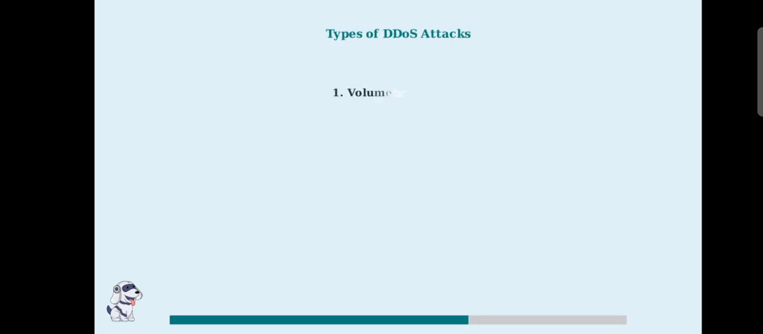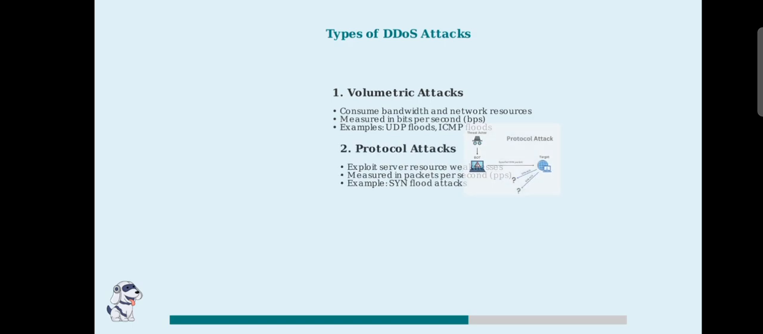There are three main types of DDoS attacks. First, volumetric attacks aim to consume the bandwidth of the target or consume network resources. These attacks are measured in bits per second. Second, protocol attacks exploit weaknesses in server resources by consuming connection state tables. These attacks are measured in packets per second and include SYN flood attacks.